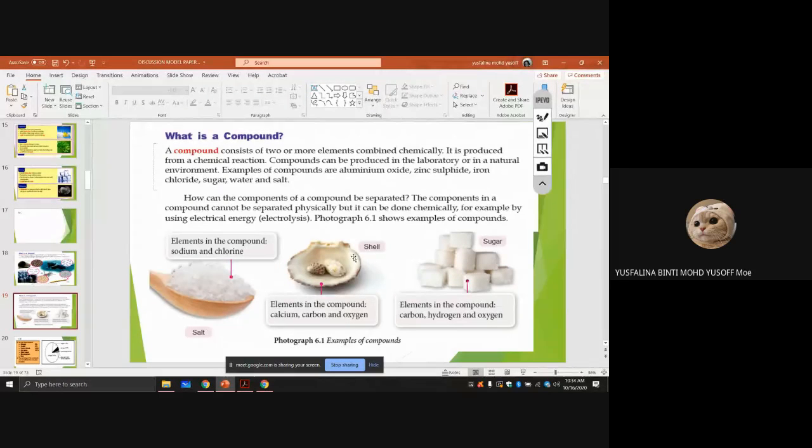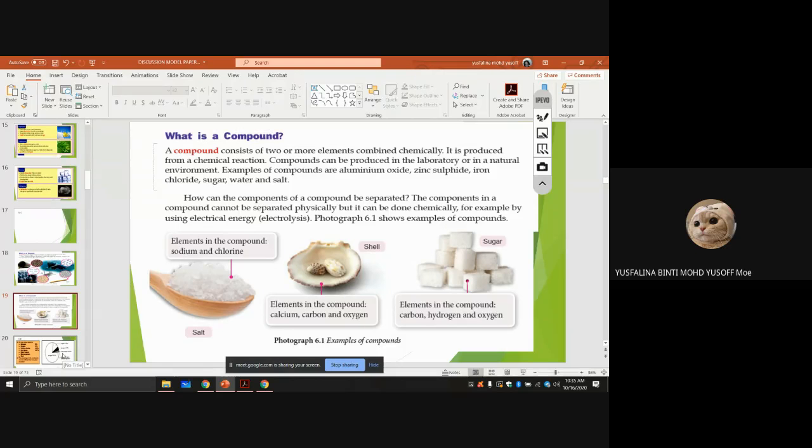This one is calcium carbonate: calcium plus carbon plus oxygen. When these three elements combine, they form a shell here. This one is also combined chemically, not physically. Another example of a compound is sugar. Sugar is actually glucose, made of carbon, hydrogen, and oxygen. When they combine, they produce sugar. This one is also combined chemically.